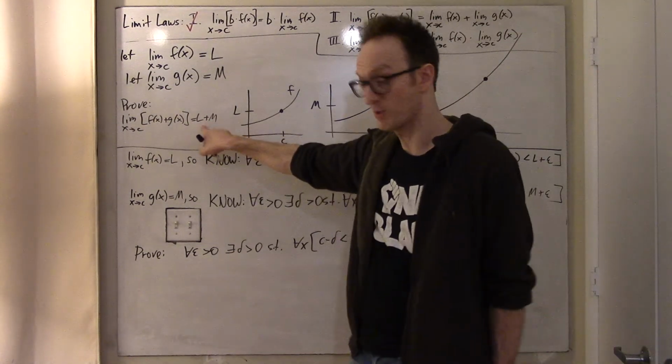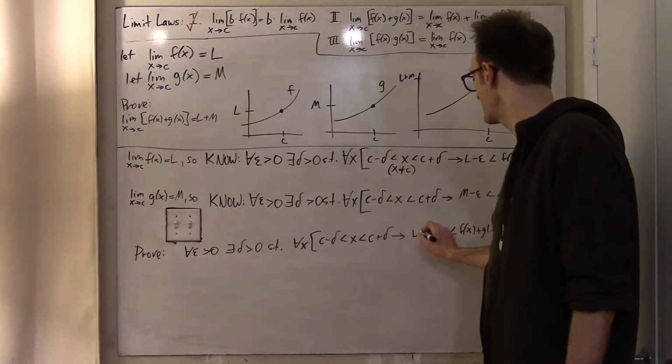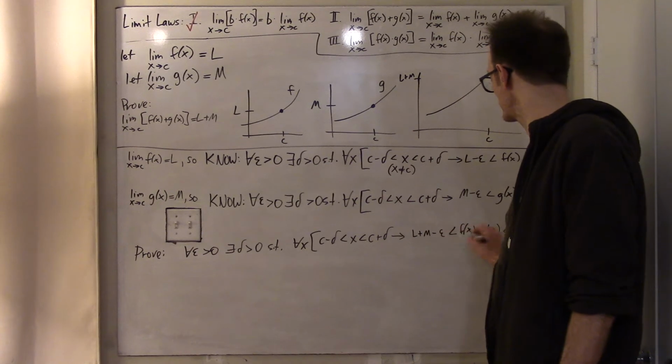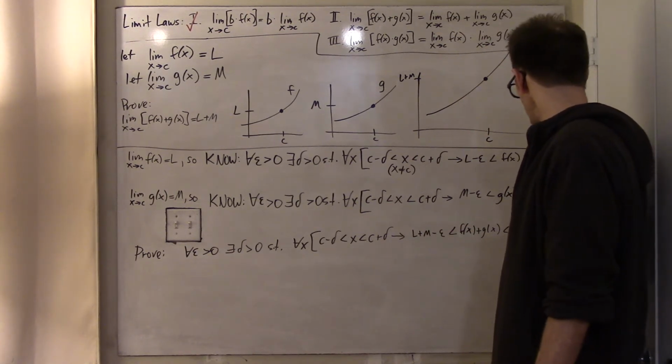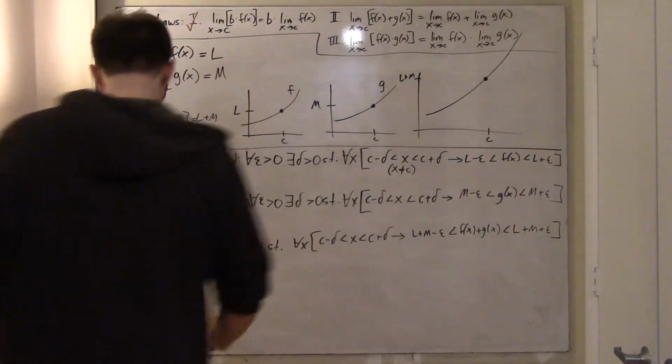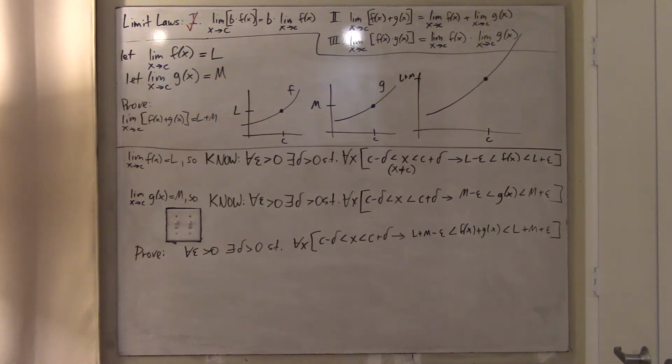What's the limit? Supposedly L plus m. So here I'm going to write L plus m minus epsilon, and here I'm going to write L plus m plus epsilon. I'm writing a lot of things and not even really doing anything yet, but this is what I need to prove.